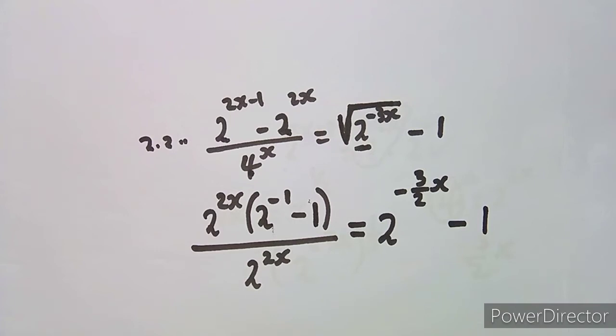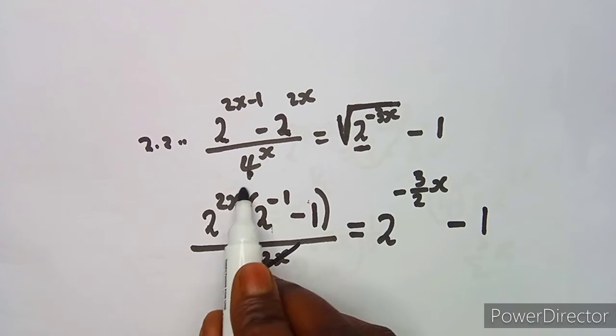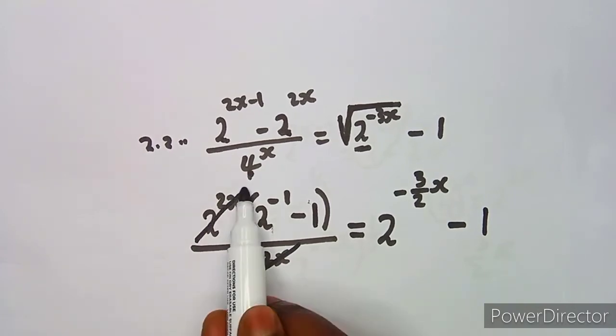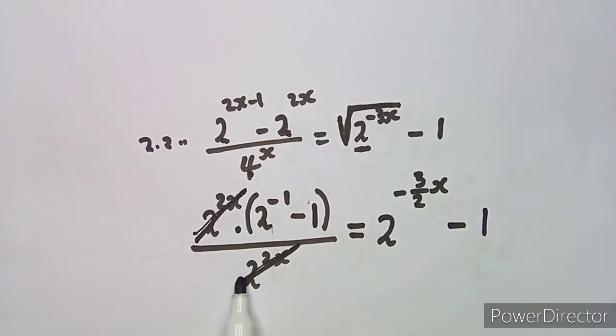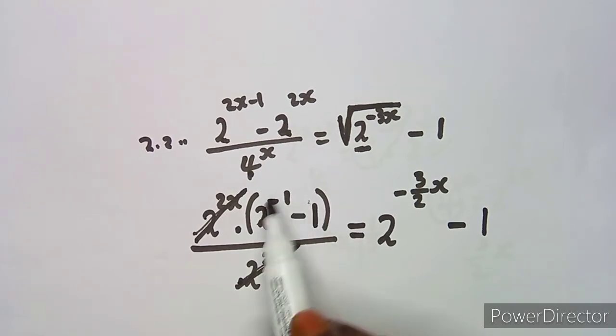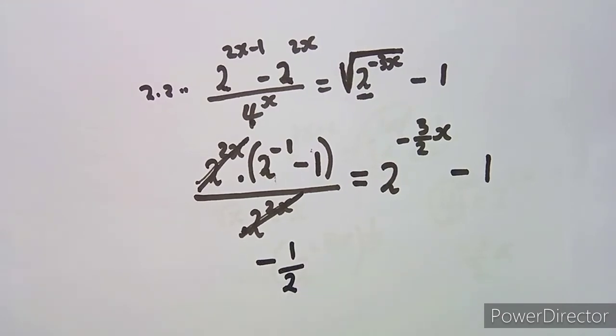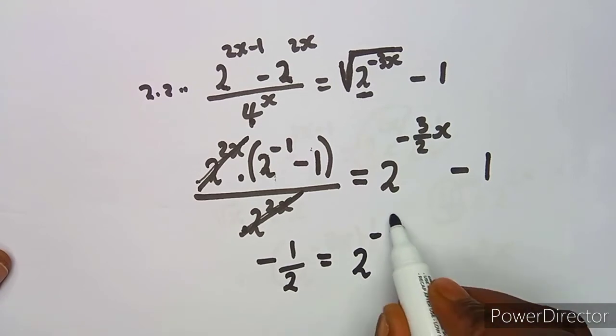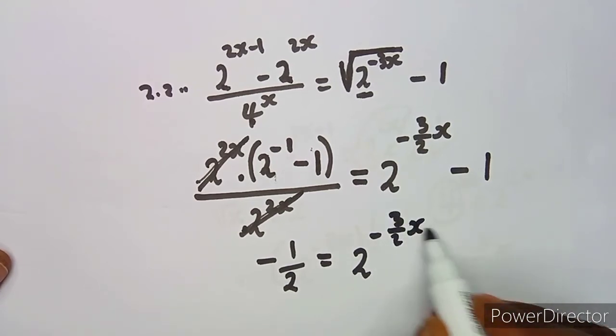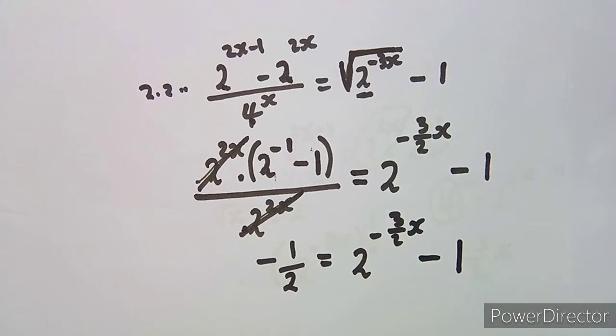Actually, there's something that happened here. These two are the same, so they can cancel out, because this is multiplying. So these two have got the power to cancel each other. Now simplify this from your calculator. 2 to the exponent of negative 1 minus 1. This one from your calculator is going to give you a minus half, which is equal to 2 to the exponent of minus 3 over 2x minus 1.